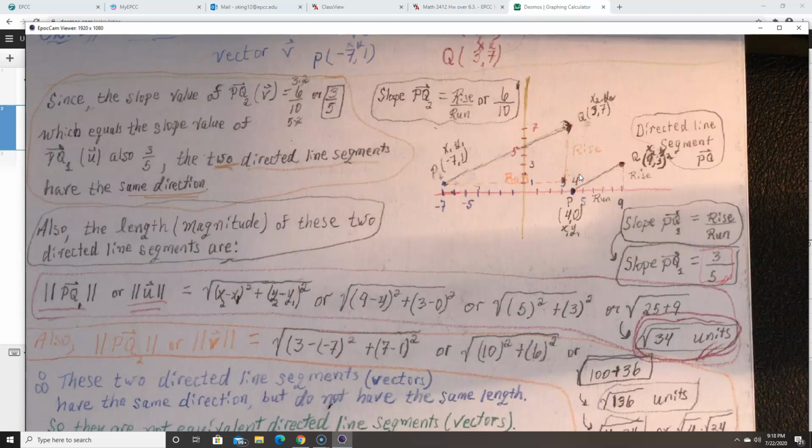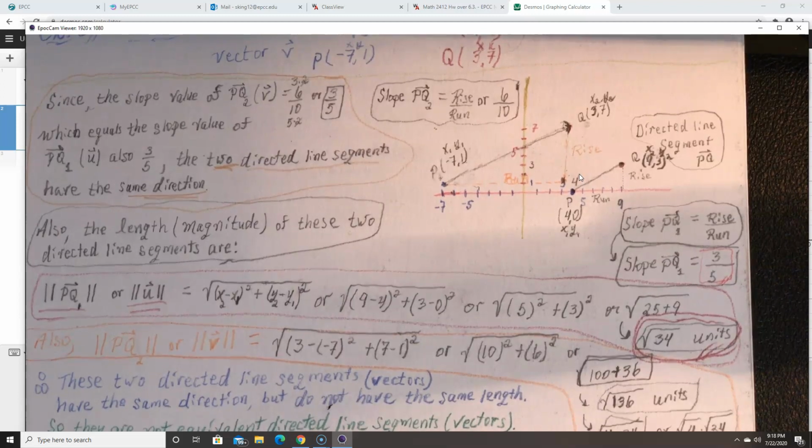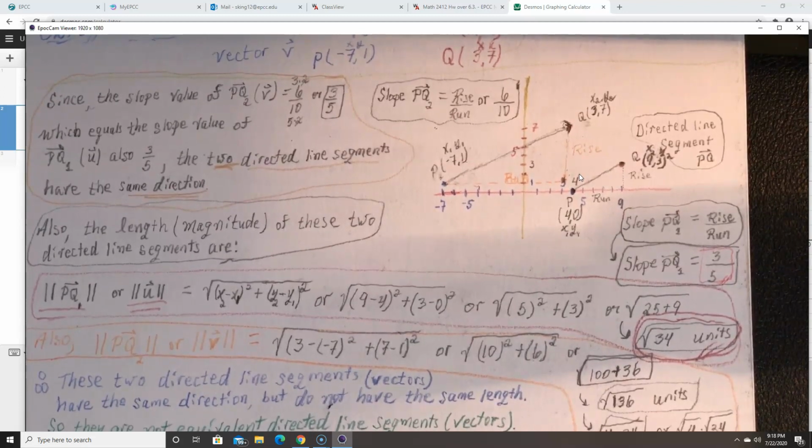So, but do they have the same length though? They have the same direction, but they are not of the same length. Remember, this one was twice as long as this one. Okay, so let's read what I have here.